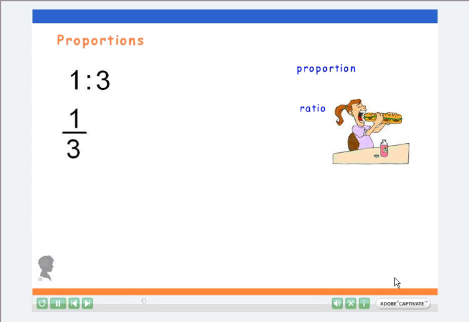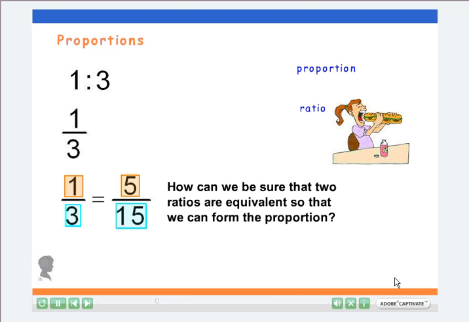Since a proportion would be a statement that includes 2 equivalent ratios, 1/3 equal to 5/15 would be a proportion. That is, because 5 has the same relationship with 15 that 1 has with 3. But how can we be sure that 2 ratios are equivalent so that we can form the proportion? Click Next to find out.